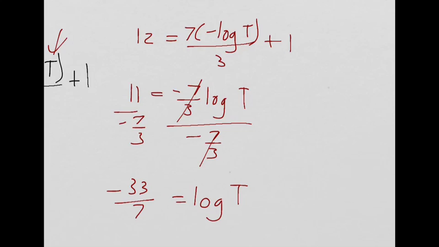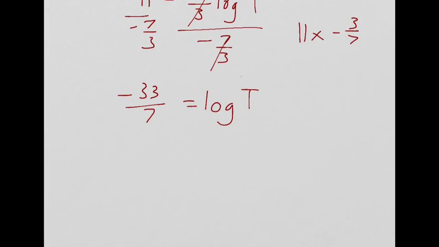Skipping a few steps there, I went 11 times negative 3 over 7, because here you flip and multiply the fraction. So it'll be negative 33 over 7, which brings me to there. Now we're on the right path. So now we have in exponential form 10 to the power of negative 33 over 7 equals t. That's a lot simpler. Okay?